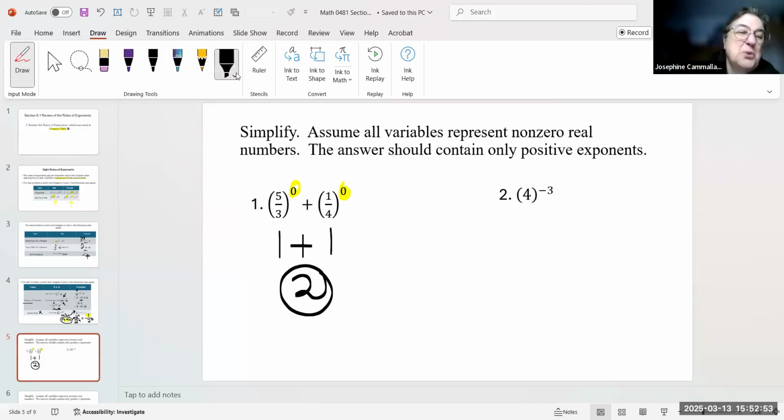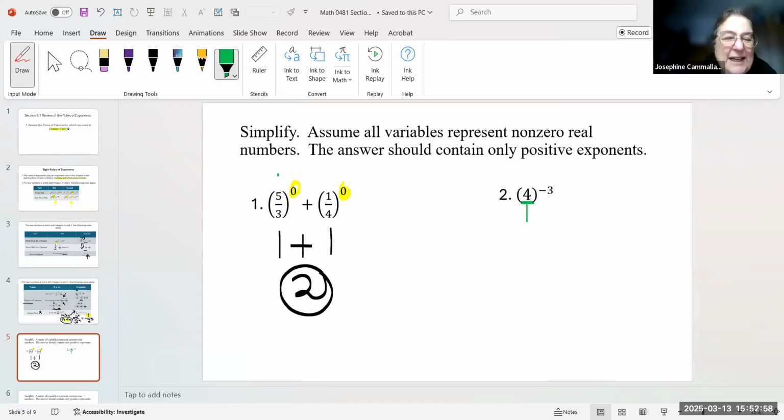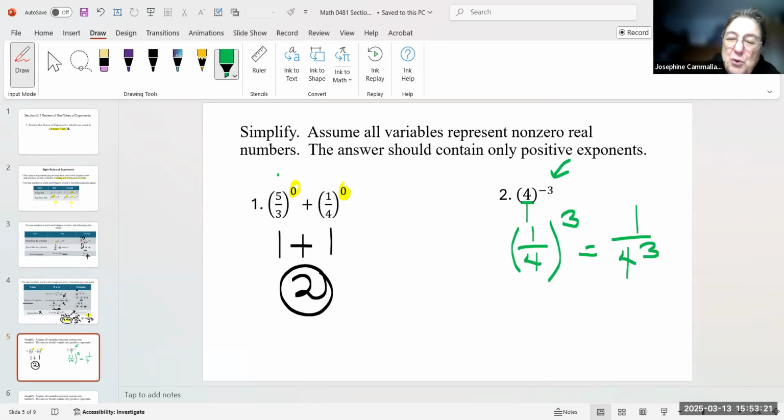Now, problem number 2. Remember, that 4 has a 1 underneath it, and I have this negative exponent. The first thing I'm going to do is flip the base of the exponent that has -3, and it becomes a +3, which is going to give us 1 over 4 cubed, or 1 over 64. The base of a negative exponent flips.